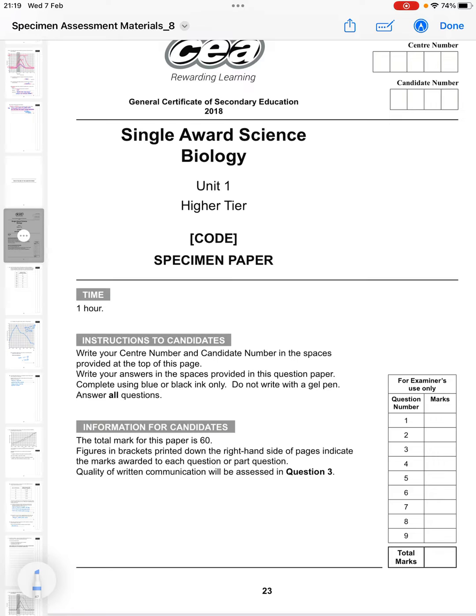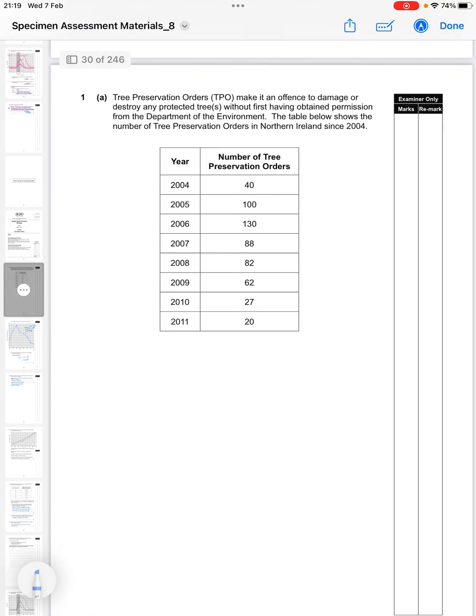This time it's the biology and it's the Unit 1 higher tier paper for Single Award. So this is again the specimen paper that CCEA have provided. 1 hour long, 60 minutes for this paper as well. Here we go. So this is, if you've watched the foundation tier paper, you already know this question. Sometimes you get common questions between the two.